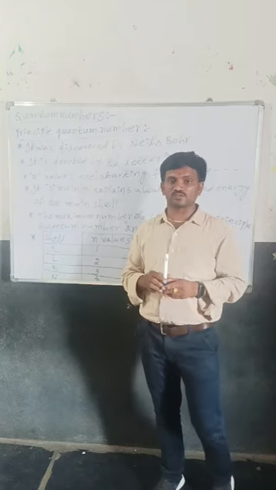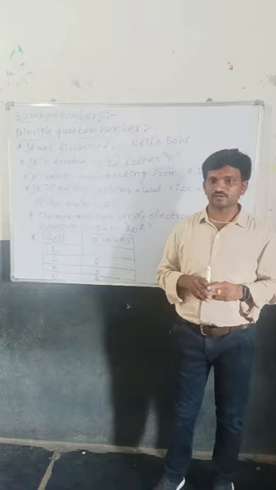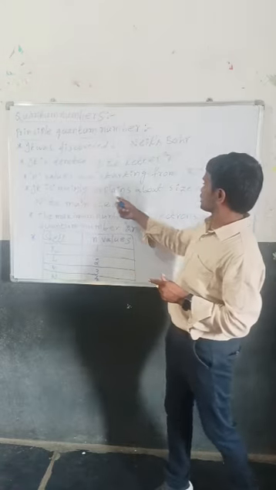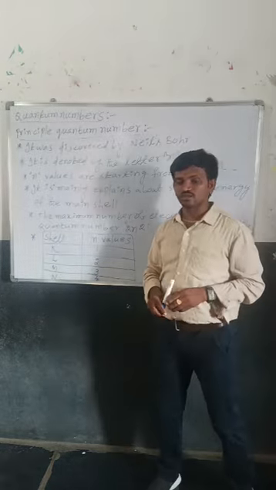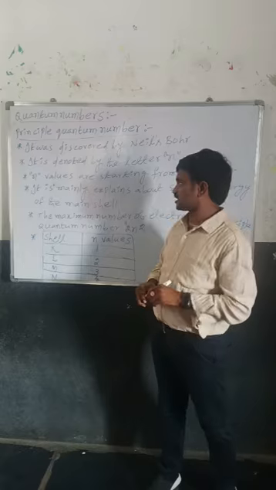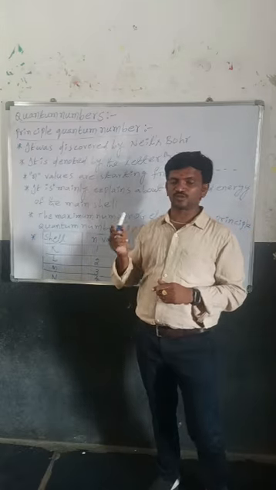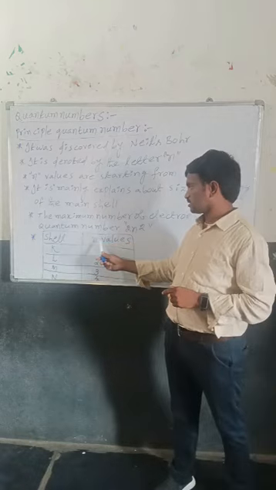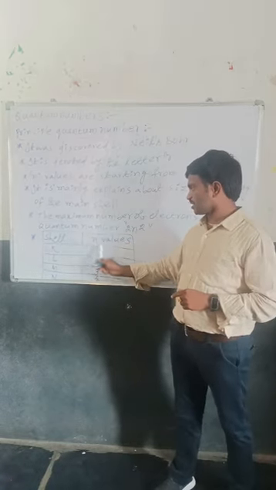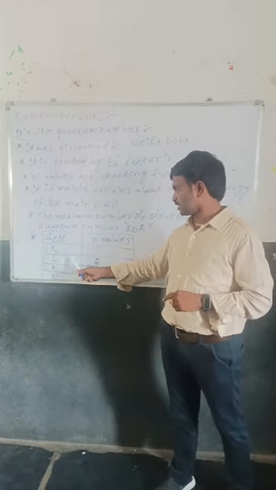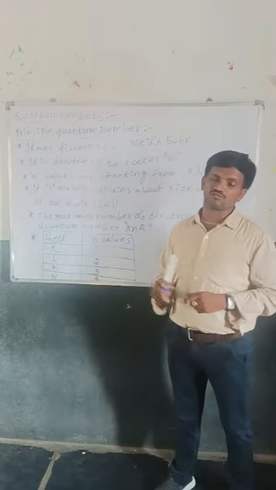It mainly explains about the size and energy of the main shell. The maximum number of electrons in a principal quantum number is 2n square. Shell n values: K is 1, L is 2, M is 3, N is 4.